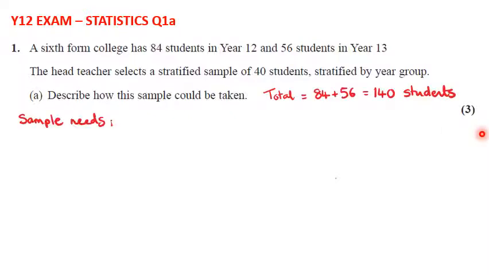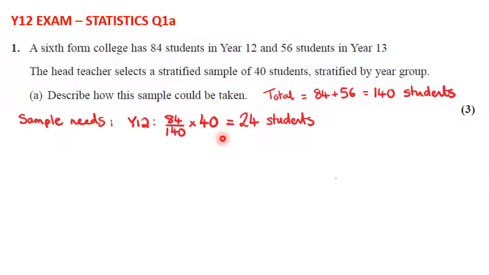Our sample needs 40, so we break it down into year 12 and year 13. For year 12, we need the proportion of year 12s who are in the year group, in the college, are 84 out of 140. That's the proportion of year 12s that there are, and we need that proportion of the sample. So that gives us 24 students.